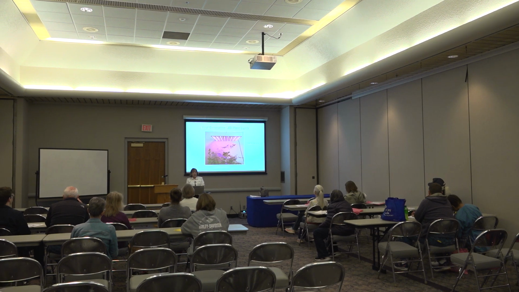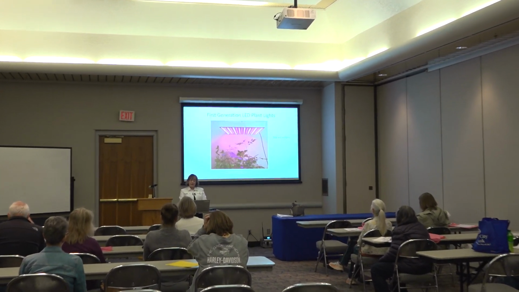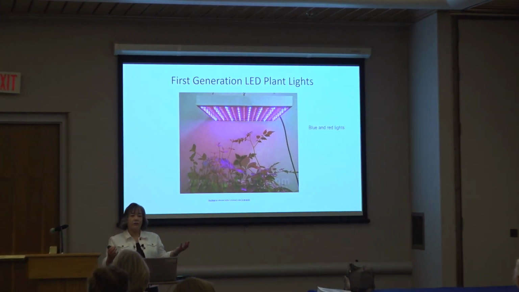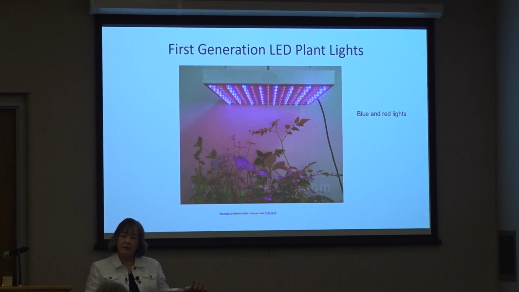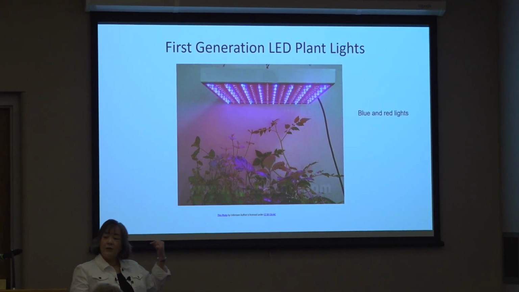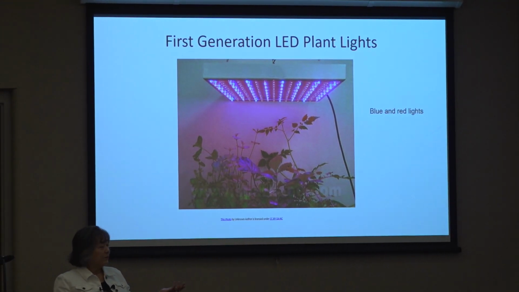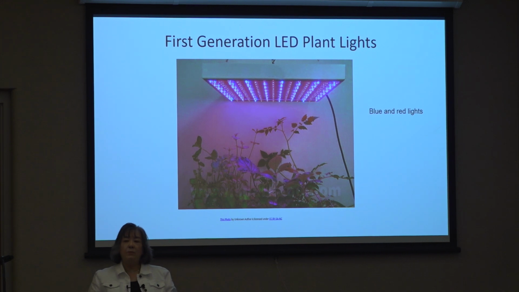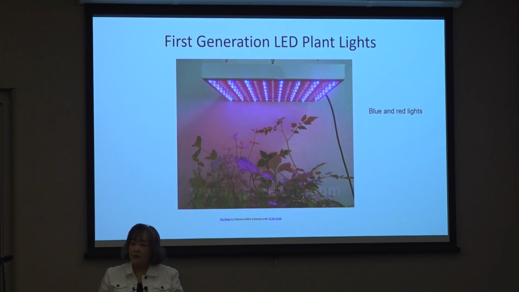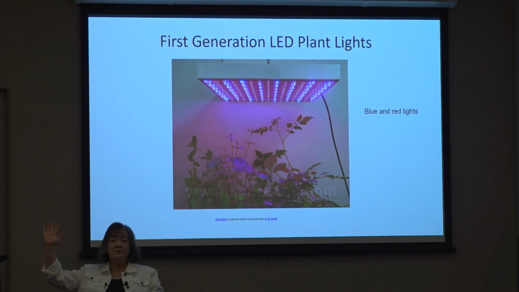So here's the first generation of LED plant lights. What do we notice here that's different than the fluorescents and the incandescents? It's red and blue. They're trying to optimize the right wavelengths that the plants are receiving. Any of you have this? No? You do? Yes, some of them.